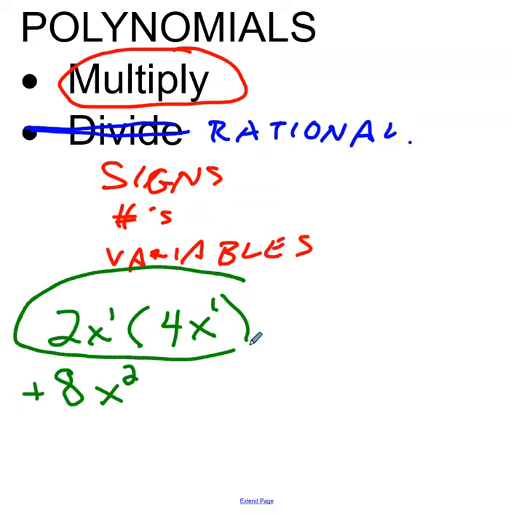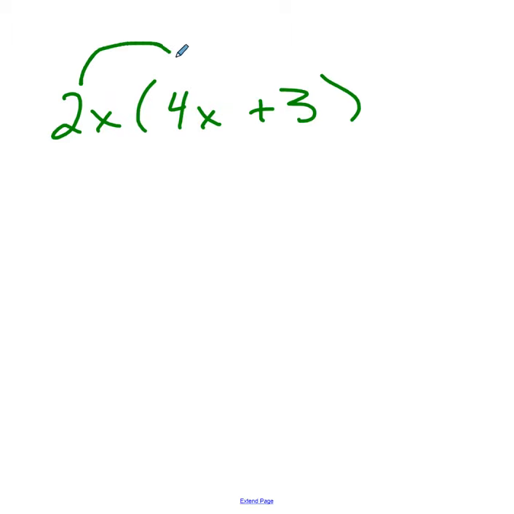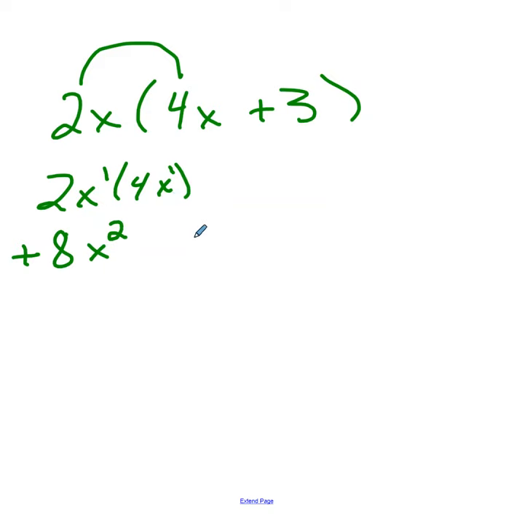And really multiplying polynomials breaks down to always a monomial times a monomial. Taking a look at multiplying signs and numbers and variables. So if I've got a monomial times a polynomial, 2x times 4x plus 3, I break it down to a monomial times a monomial. And then that 2x times 4x becomes my first term, and we take a look at signs and numbers and variables. Positive times positive, positive. Invisible positive, we'll write it out here. 2 times 4, 8. X to the invisible 1 times x to the invisible 1, x to the 1 plus 1, 2 power.